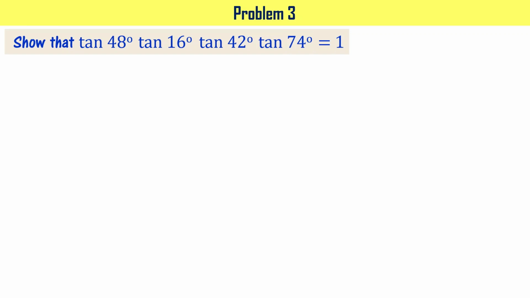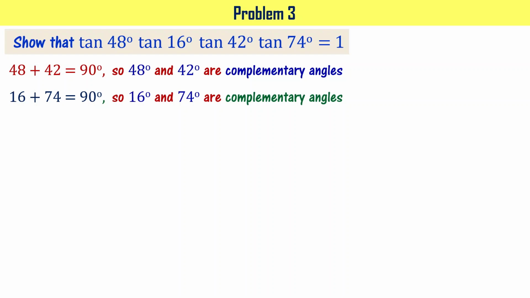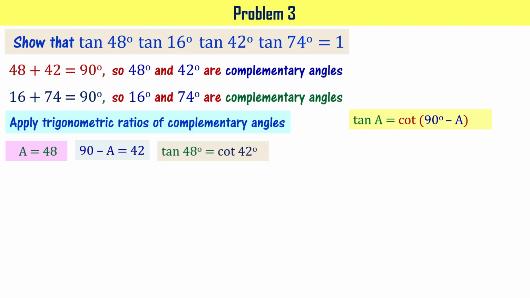Show that tan 48 degrees times tan 16 degrees times tan 42 times tan 74 equal to 1. As you see from here, 48 plus 42 equal to 90. It means 48 and 42 are the complementary angles. 16 and 74 are the complementary angles. So now we can apply trigonometric ratios of complementary angles, right? If A equal to 48, 90 minus A is 42. And we know that tan A equal to cot 90 minus A. It means tan 48 equal to cot 42, right?